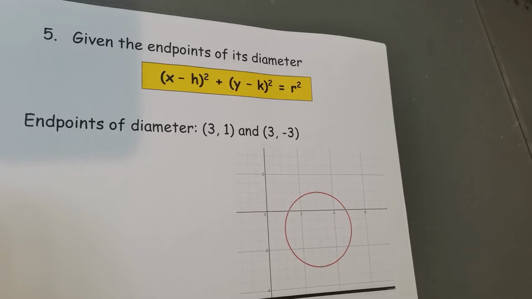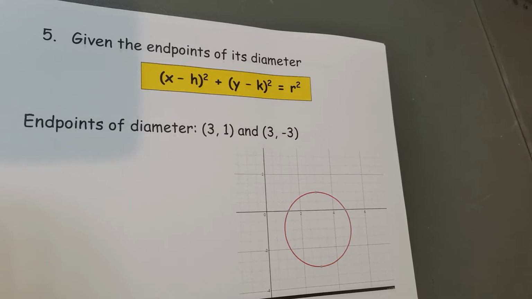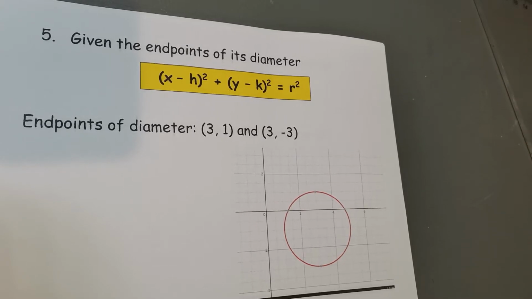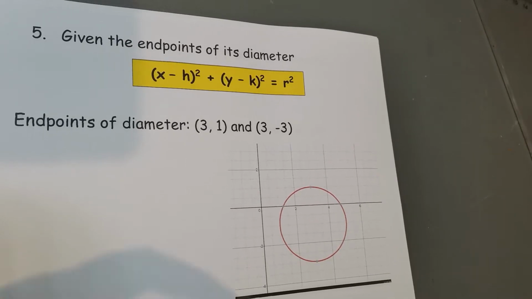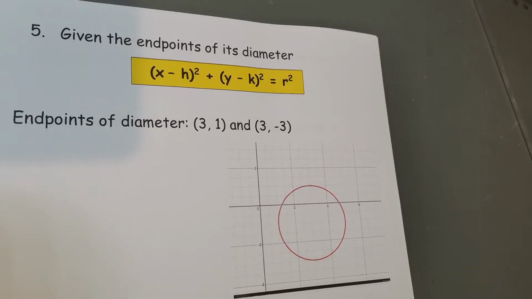Welcome again, Matinex. So, here are our 5th and 6th examples. This time, given the endpoints of the diameter of our circle. So, the endpoints of the diameter, what is the diameter? The diameter is the longest chord of the circle because the endpoints are on the circle, but it passes through the center. Okay, it is the only chord of a circle that passes through the center.